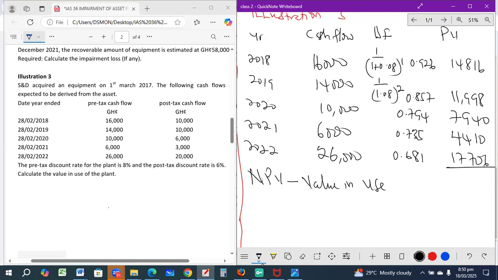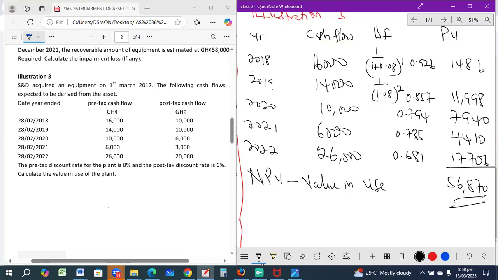56,870. Please, one by one. 56, yes. 870. So this is the recoverable amount. This is the value in use.